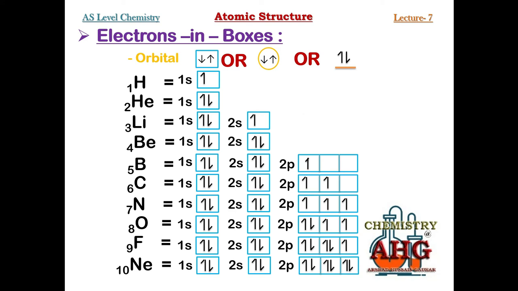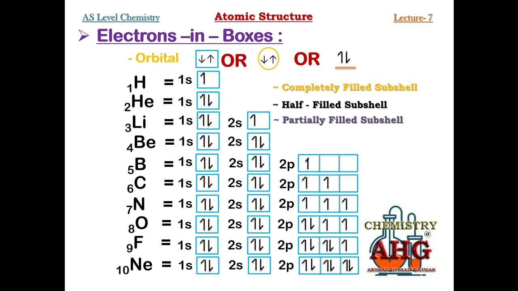Now what you must remember, looking at this electronic configuration, is that there can be 3 types of subshell. One type is known as a completely filled subshell. The other type is known as a half filled subshell, and the third type is known as a partially filled subshell. For example, you know subshell s can contain 2 electrons. Whenever s has 2 electrons, we call it a completely filled subshell. Whenever s has 1 electron, we call it a half filled subshell. p can contain a maximum of 6 electrons.